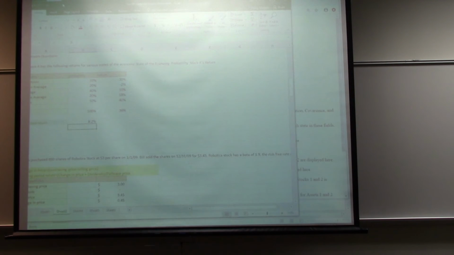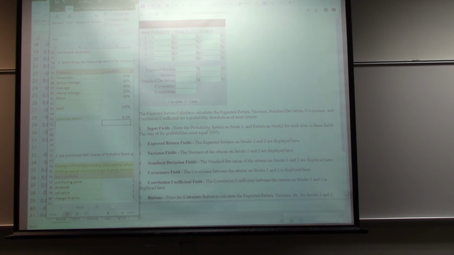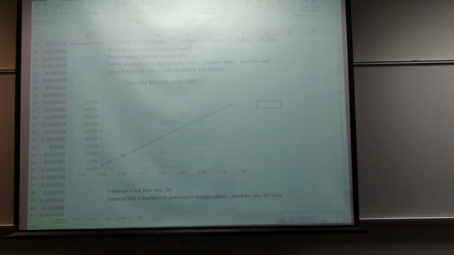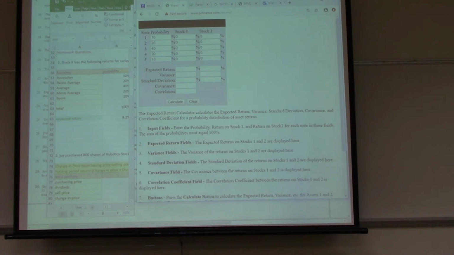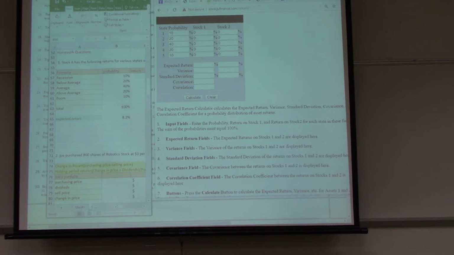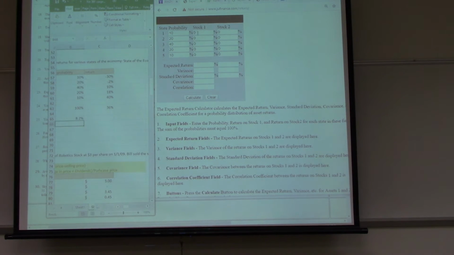Let me move this over so I can see it a little bit better. So 10, 20, 40, 20, 10. That's the probability. And then the returns. So you use this calculator, and you don't add the percentage sign. This calculator allows you to have two stocks, but we just need one.